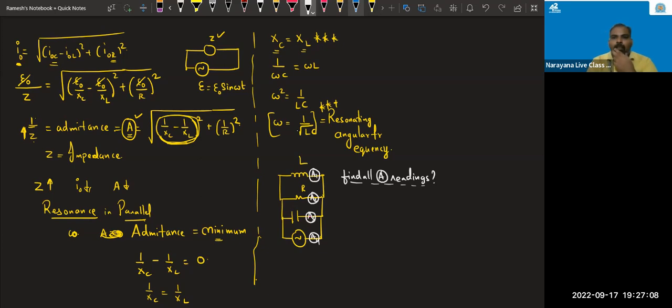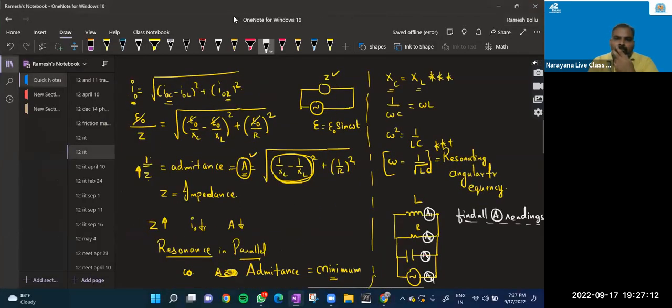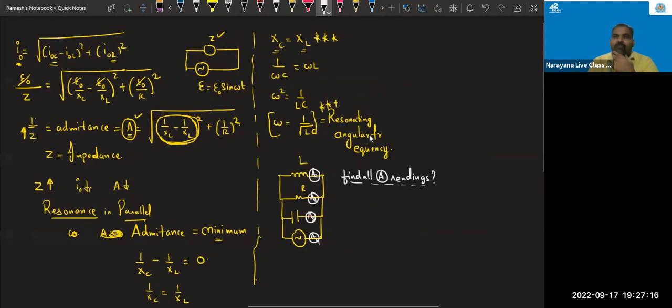Sir, small doubt. Ask. In a capacitive circuit, the reactance is 1 by Xc only, no, sir? Capacitive reactance is 1 by omega C. Xc equals 1 by omega C. Inductive reactance is omega L.